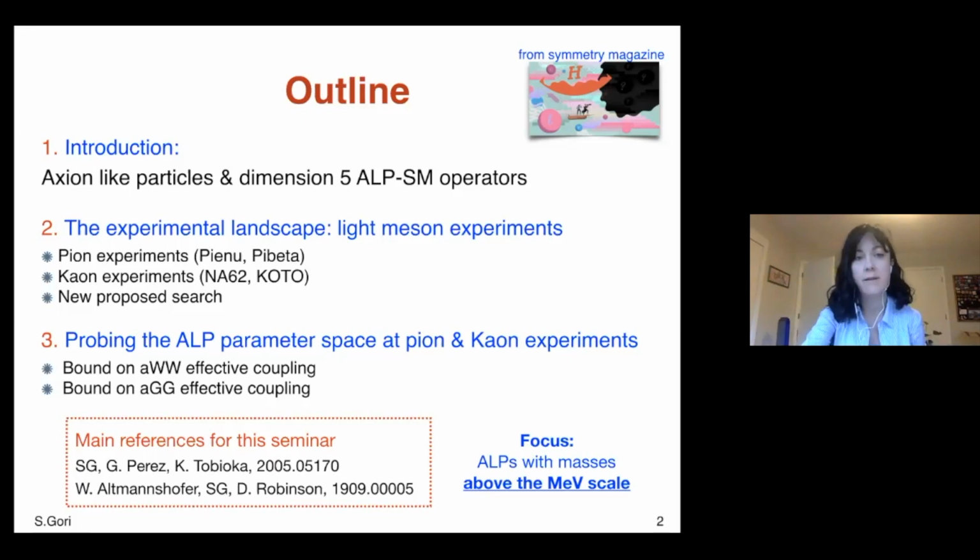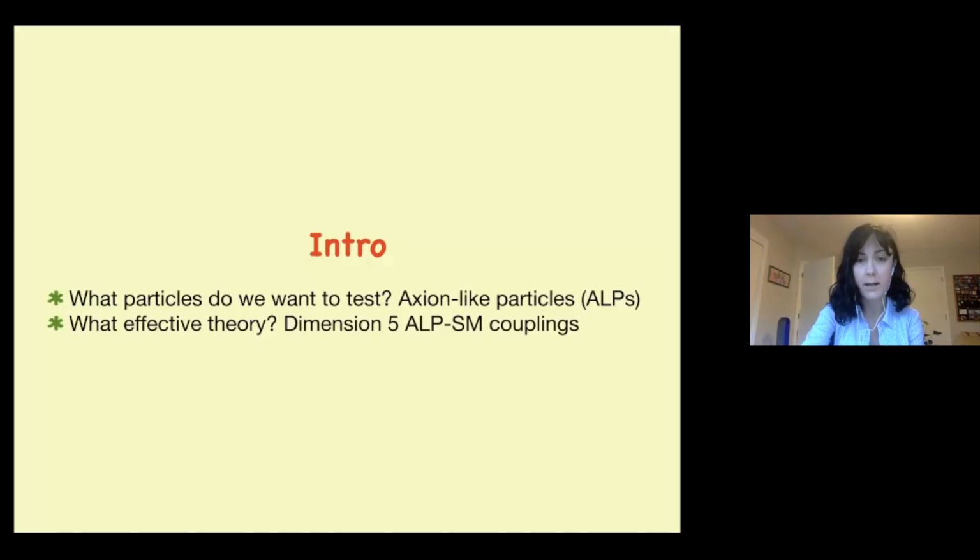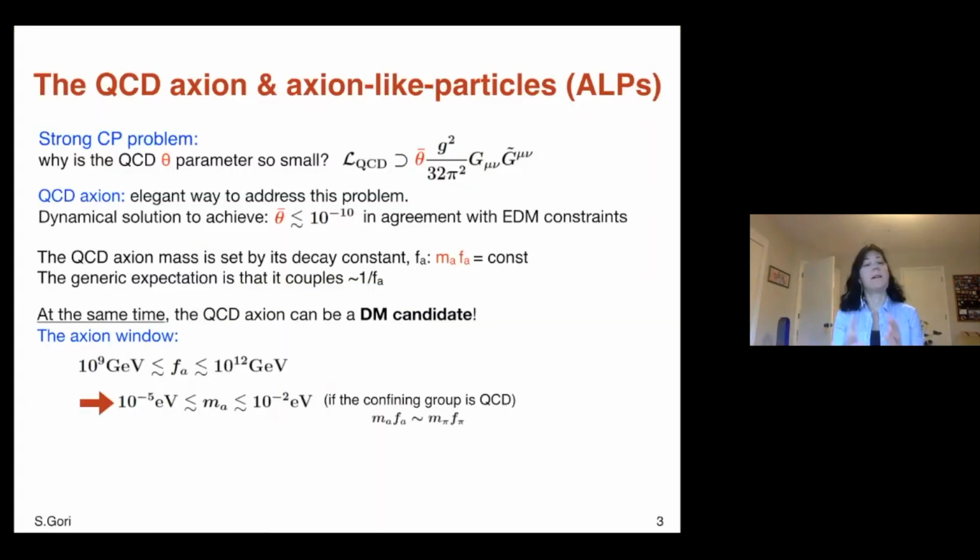So let's start with a little introduction about axion-like particles, and why I find them interesting. First of all, we know that axion-like particles, or more specifically the QCD axion, has been proposed to address the strong CP problem. So to understand why this operator that I can write down here is so suppressed, in such a way as to not lead to too large contributions to the electron EDM.